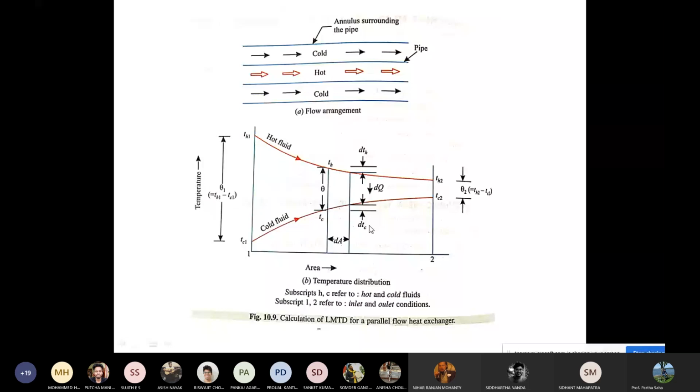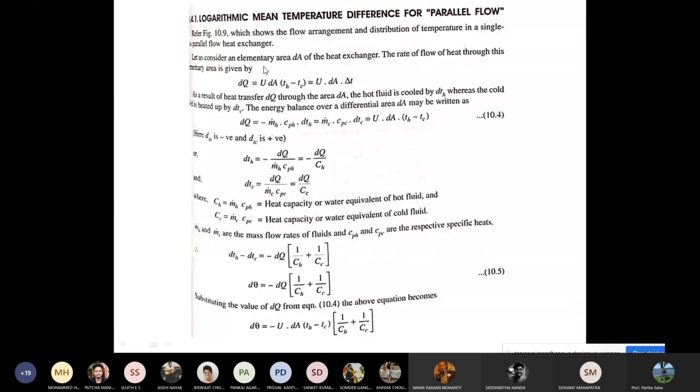You can always look back at this figure, and let us first consider an elementary area dA of the heat exchanger. The rate of heat flow through this elementary area is given by dq equals U dA (Th minus Tc), where U is the overall heat transfer coefficient and Th minus Tc is the temperature difference, which can be given by delta T. Now, as a result of the heat transfer dq through this area dA, the hot fluid is going to be cooled by dTh, right? Whereas the cold fluid is going to get heated by the amount dTc. So dTh and dTc are the differential amounts of temperature change of the hot fluid and cold fluid respectively.